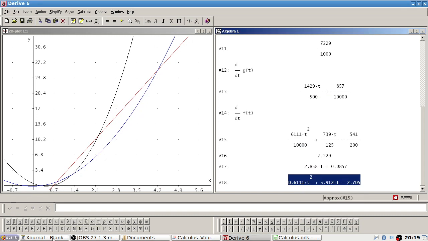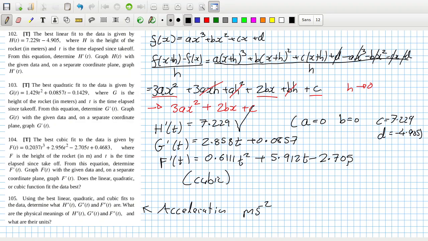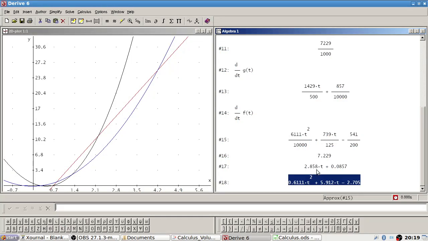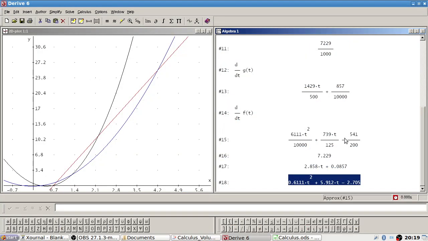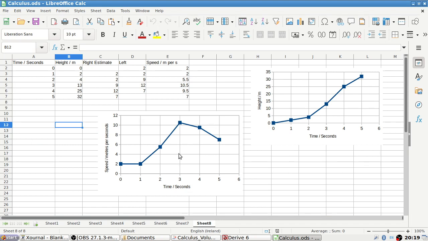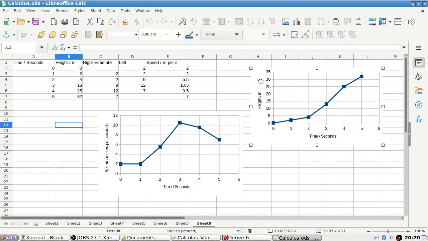Okay, there they are. The 7.229. Yep. 2.0. Yep. 0.6111. Yep. Okay, so they're all right. And I'll plot them in a moment. That's the height graph now.